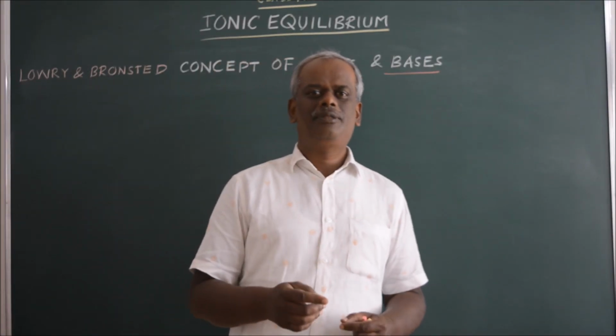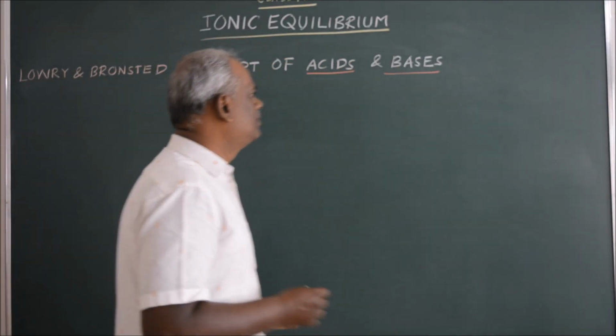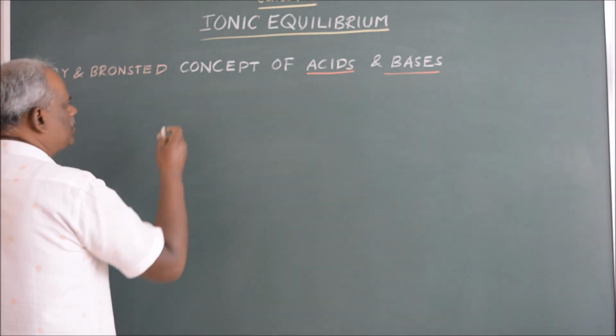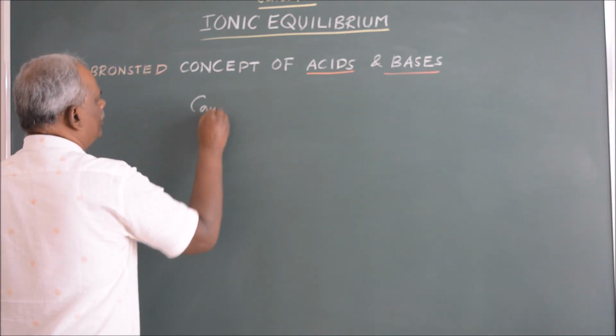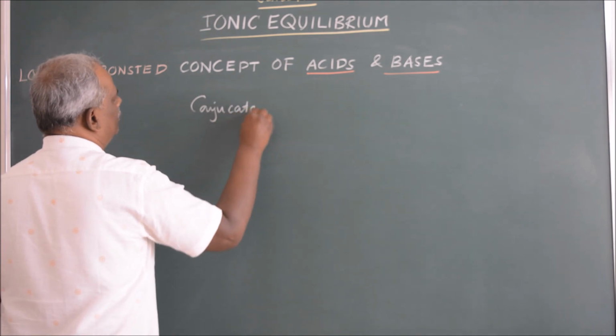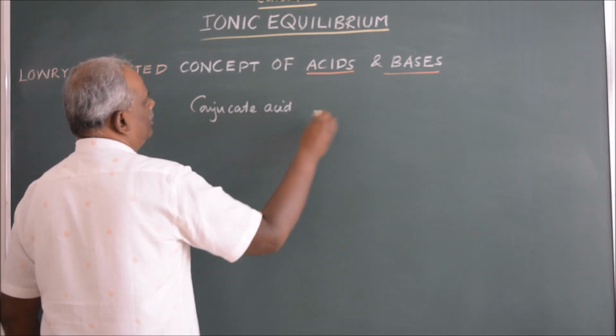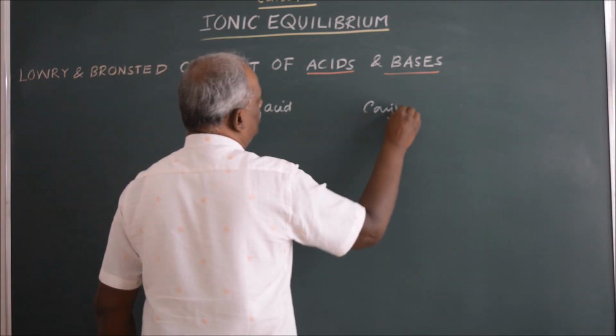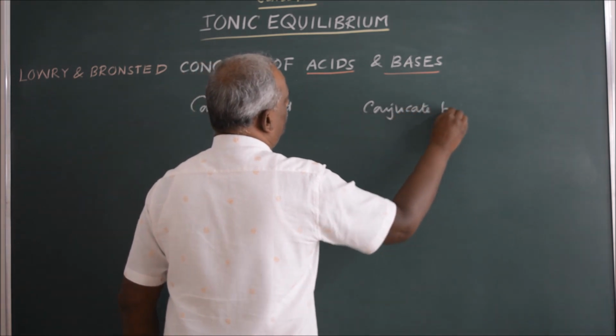Conjugate acid-base pairs can be understood as follows. We can have different examples for this case. The conjugate acid and conjugate base.